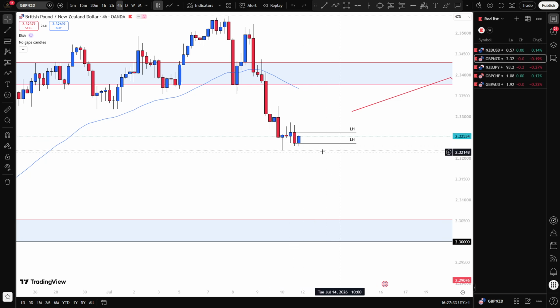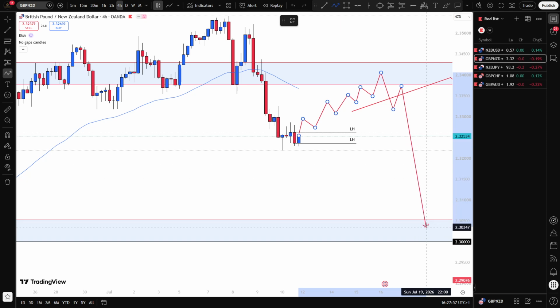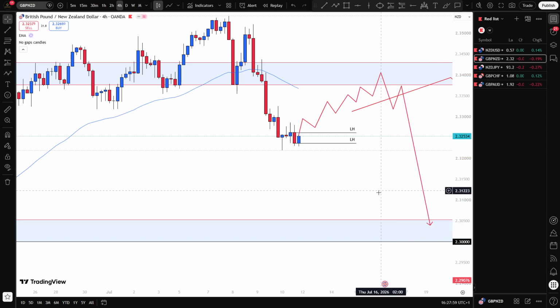4 hour is bearish. This is the lower low, this is the lower high, and for that pullback to happen, 4 hour will turn bullish. But if 4 hour is bullish, I cannot take the trade unless the 4 hour shifts to bearish, pullback, rejects. That's when I will now take the trade to the downside.